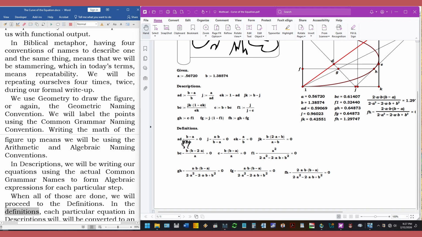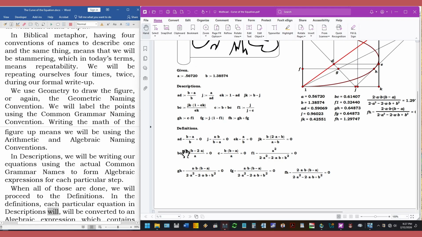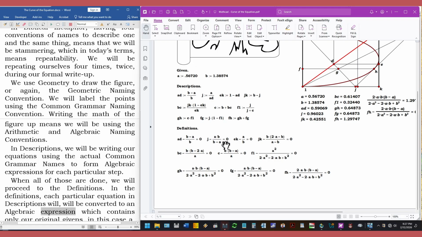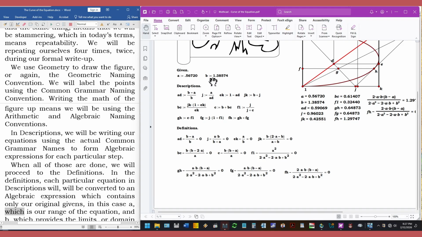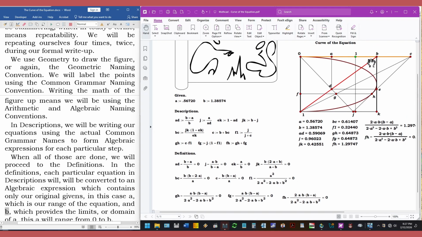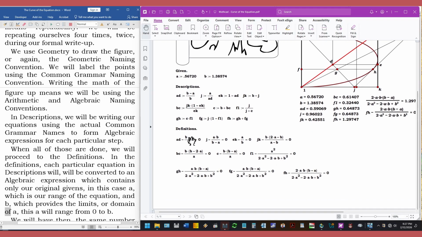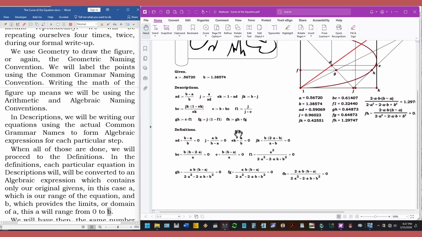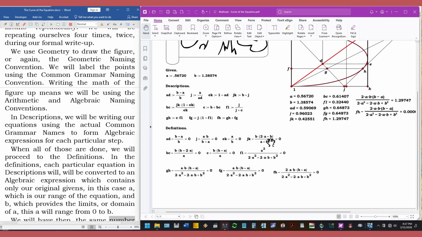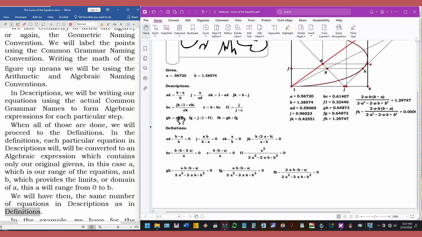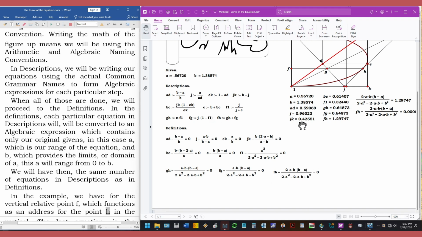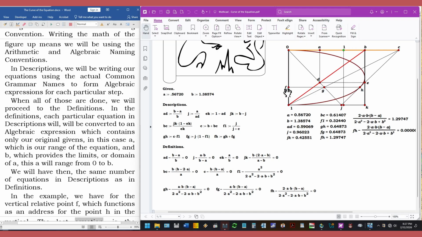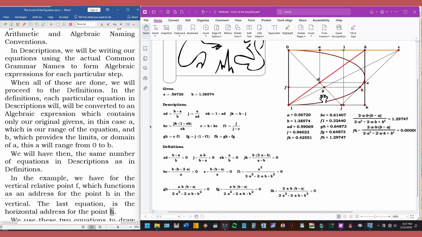In the definitions, each particular equation in descriptions will be converted to an algebraic expression which contains only our original givens, in this case A, which is our range of the equation, and B, which provides the limits, or domain, of A. This A will range from 0 to B. We will have then the same number of equations in descriptions as in definitions. In the example, we have for the vertical relative point f, which functions as an address for the point h in the vertical. The last equation is the horizontal address for the point h.